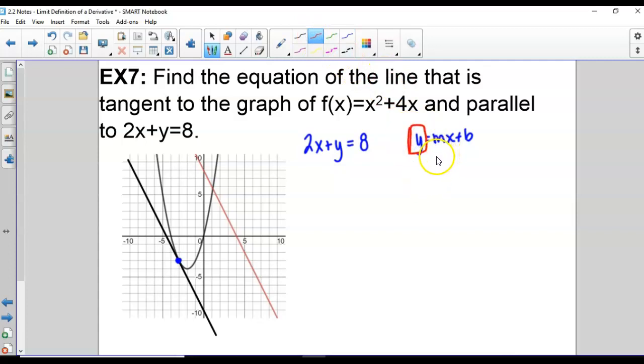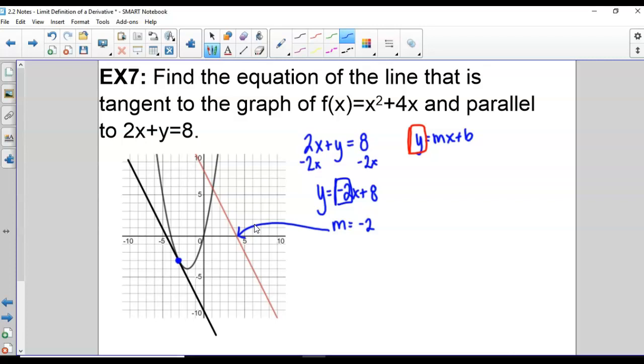So if it's solved for y, I know what the slope and the y-intercept are pretty well. So if I just solve this equation for y, subtract 2x, and get y equals negative 2x plus 8. Now can you tell me what the slope of that line is? It would be negative 2. So the slope is negative 2. So that's the slope of this red line right here. So going back to math 1, we know how to find that slope of the line. We can just solve it for y. Y equals mx plus b. Just read that slope off.